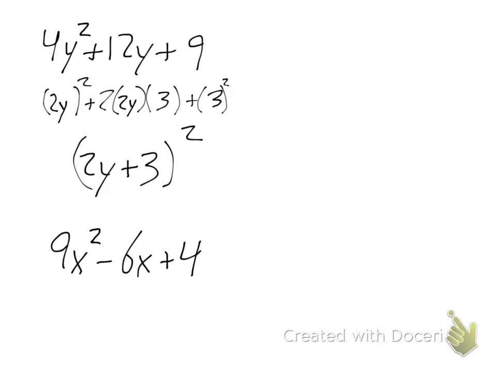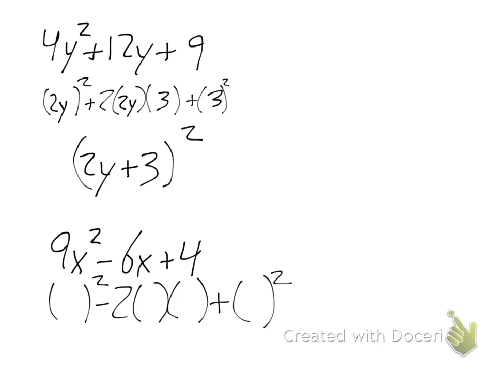Try the same thing here. Tell me if this is a perfect square trinomial or not. Here we go. 9x squared, what would it have to be? 3x. 4 would have to be a 2. Moving them in, 3x and 2. Does 2 times 3x times 2 equal a negative 6x? No. So therefore, not a perfect square trinomial.